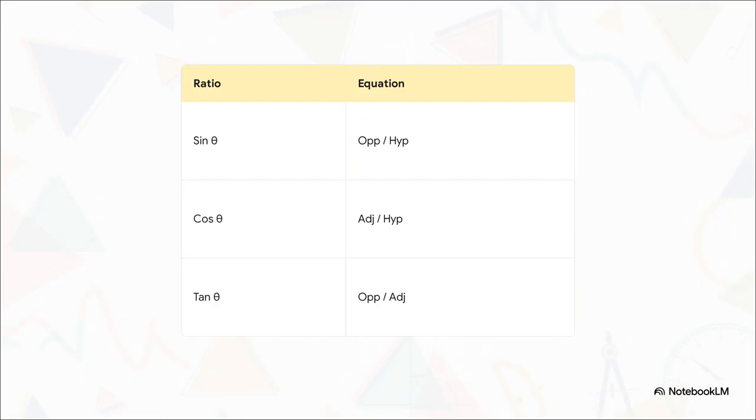Let's start with the first row, SOH. That means sine equals the opposite side divided by the hypotenuse, SOH. Now the second row, CAH. Cosine equals the adjacent side divided by the hypotenuse, CAH. And the third row, TOA. Tangent equals the opposite side divided by the adjacent side, TOA. It really is that straightforward. If you know just one angle and one side length, you just pick the ratio that fits your missing puzzle piece, plug in the numbers, and solve for the unknown.